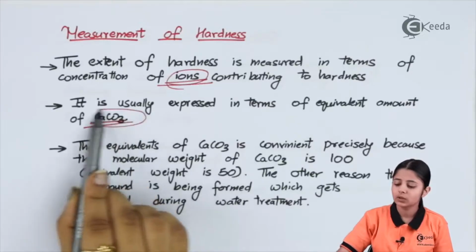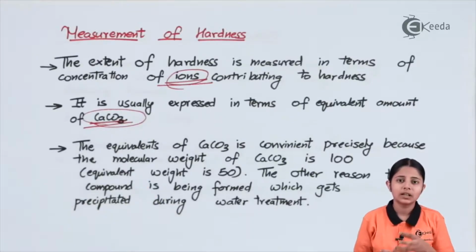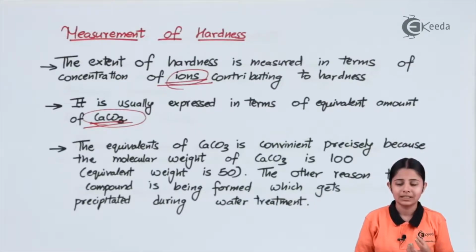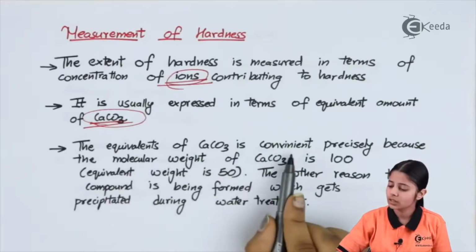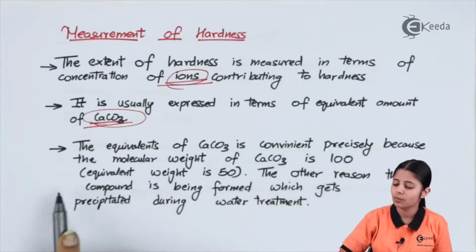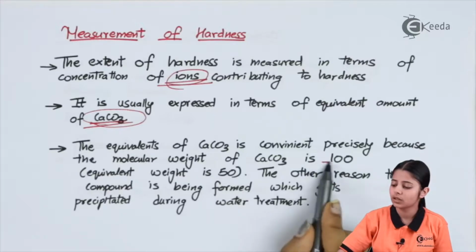Now we take CaCO3 as standard. As we take hydrogen as standard for all the other elements, over here while calculating the hardness of water, we take CaCO3 as a standard for calculating all the other hardnesses present. And that's the reason why we'll take gram equivalence of CaCO3. The equivalence of CaCO3 is convenient precisely because the molecular weight of CaCO3 is 100.